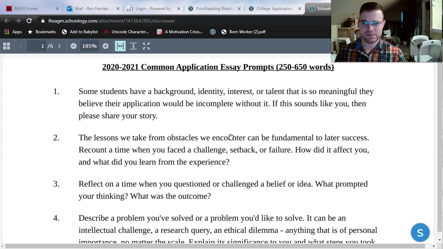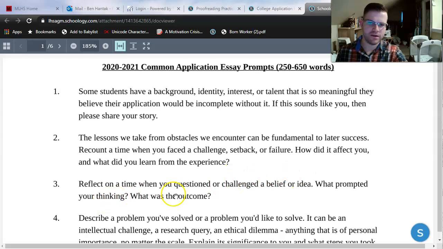And this paper, especially this second one, allows you to take that risk by talking about this time about failure. Hey, I failed at this, or I'm not good at this. It's always a risk to say in front of an employer or a school. But then you get to kind of shine as you talk about what you learned from that experience and how you grew. Number 3, reflect on a time when you questioned or challenged a belief or idea.